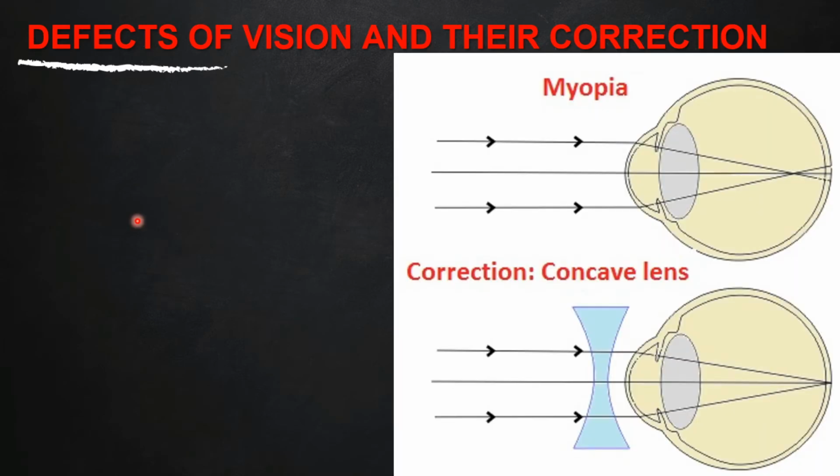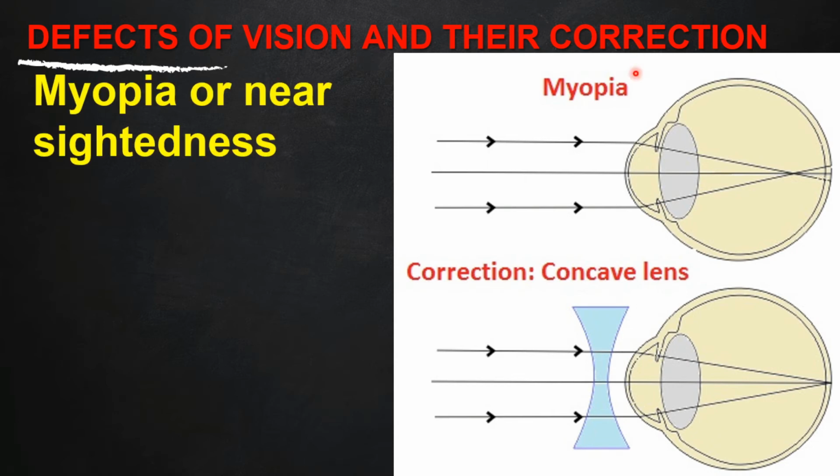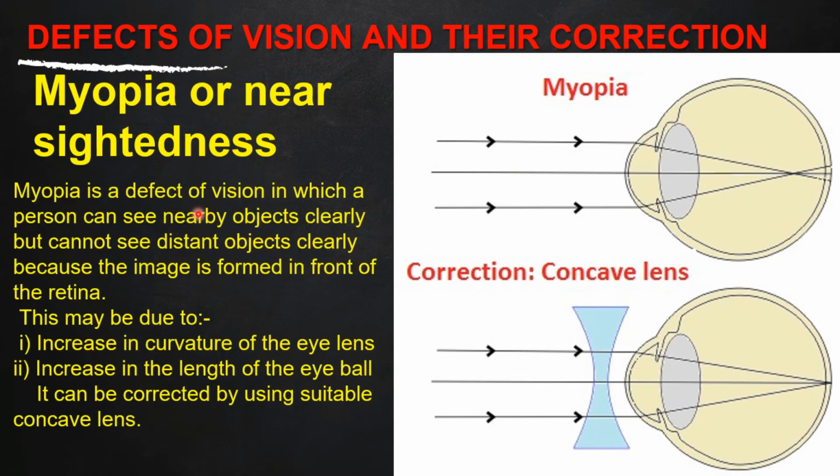Now, let us see about the defects of vision and their correction. So, first defect is myopia, which is also called as nearsightedness. In this defect, the person can see nearby object clearly but cannot see distant object clearly. Why does it happen? Because the image is formed in front of the retina. So here you can see the image formation, which is not on the retina, it is in front of the retina. It may happen due to two conditions.